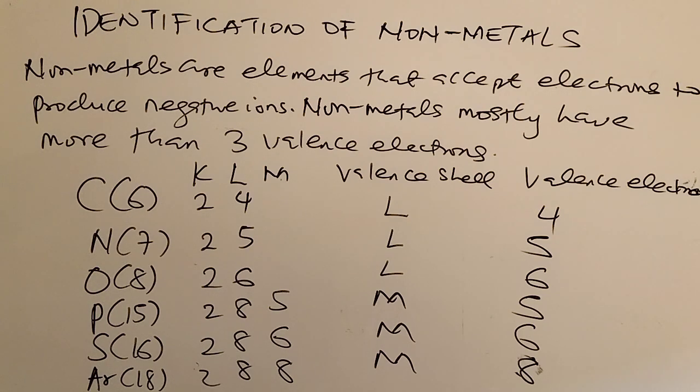Argon 18, 2, 8, 8 having 8 electrons in the M shell, so valence shell is M shell, valence electrons is 8. So look at the valence electron column. You have 4, 5, 6, 4, 5, 6, 5, 6, 8. The valence electrons of these elements we have here are all more than 3. That means the elements we have on the board are non-metals. So having understood the concept of metals, how to identify metals and how to define non-metals, we'll now go to the types of chemical bonding.